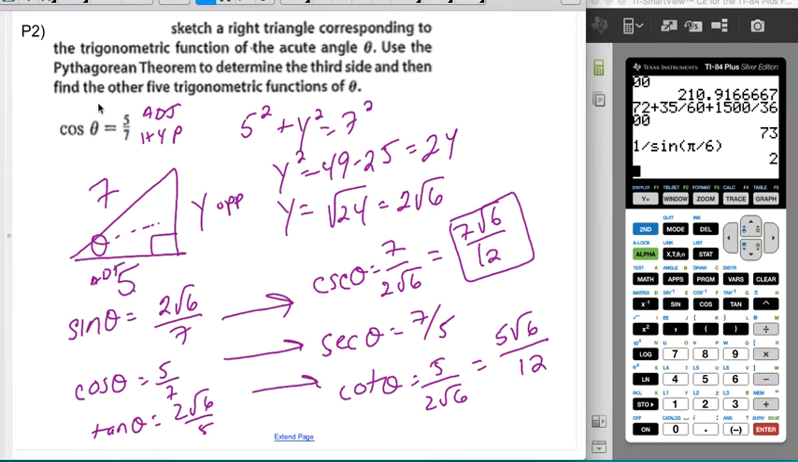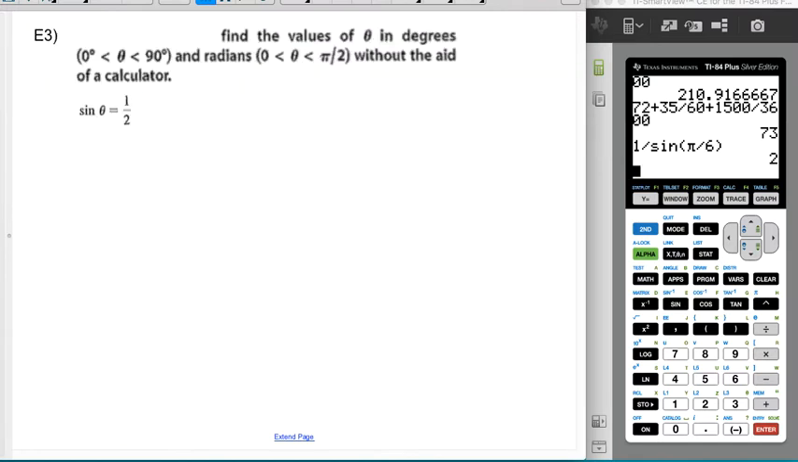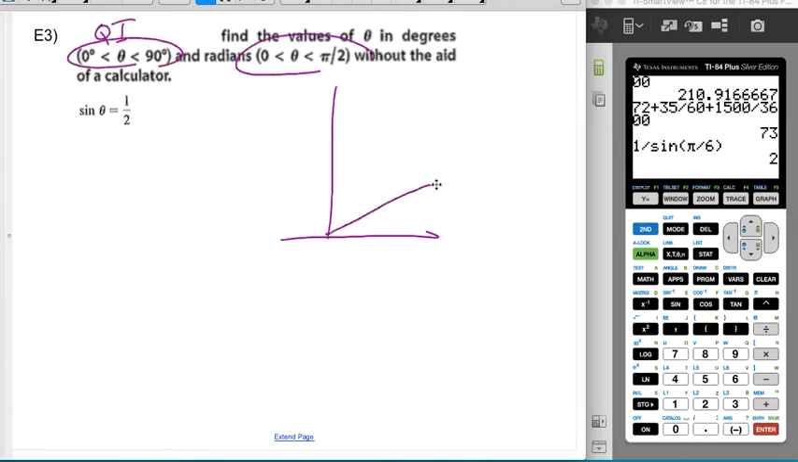All right. So, example 3: find the values of theta in degrees from 0 to 90 and also in radians from 0 to pi over 2. So basically we're saying in quadrant 1 without the aid of a calculator. What they're saying is, where is the sine a half in quadrant 1? Because that's what this says. Well, sine is a half right here.